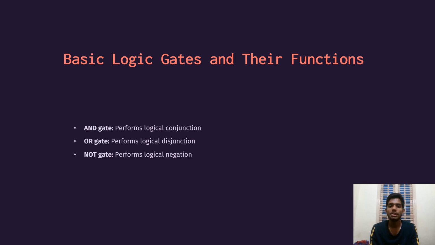The basic logic gates and their functions. The basic logic gates are the AND gate, OR gate, and NOT gate. The AND gate performs logical conjunction. The OR gate performs logical disjunction. The NOT gate performs logical negation.